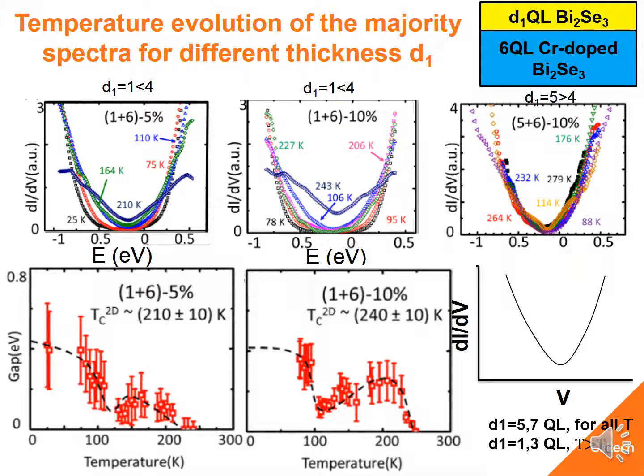However, for D1 less than or equal to 3, the gap opens at low temperatures, below what is called the 2D Curie temperature, which occurs at 210 to 240 Kelvin. This non-monotonic temperature dependence of the gap is due to competing magnetic coupling components in the bilayer system.